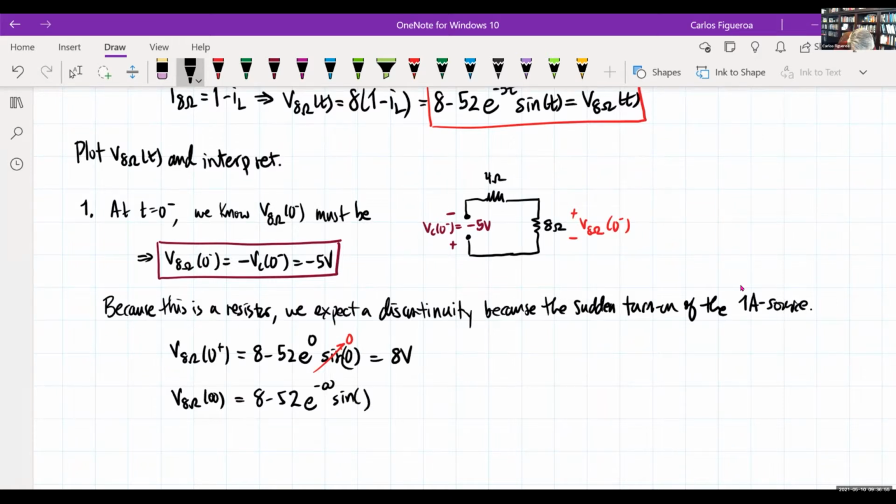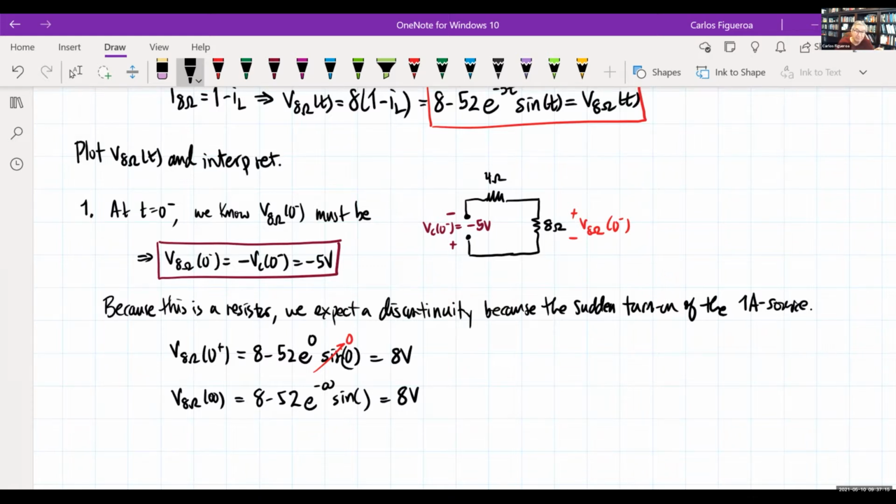Doesn't even matter what that is. That guy has to be 8 volts. So we're really expecting something quite different than what we're seeing here. So if I start to plot this guy, the question is, what does this look like?